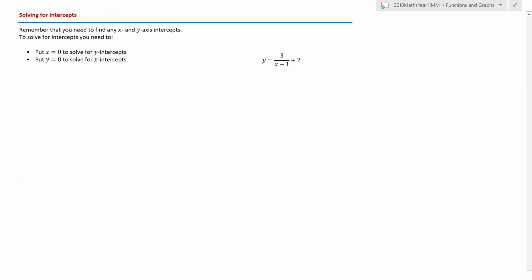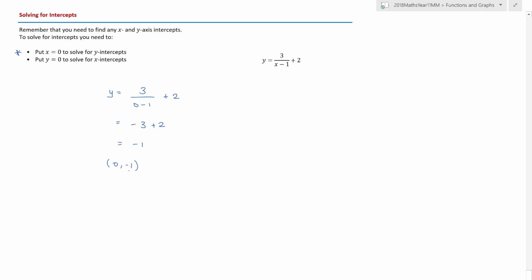Last part for this lesson, remember, when you are trying to solve for intercepts, you are trying to find out where they cross the x-axis and the y-axis. When it crosses the y-axis, you are putting x equals 0. So in this situation, I'd have y equals 3 over 0 minus 1, plus 2, which would be minus 3 plus 2, which would be minus 1. And as such, we would now say that 0, minus 1 was one of my intercepts, which we already proved.